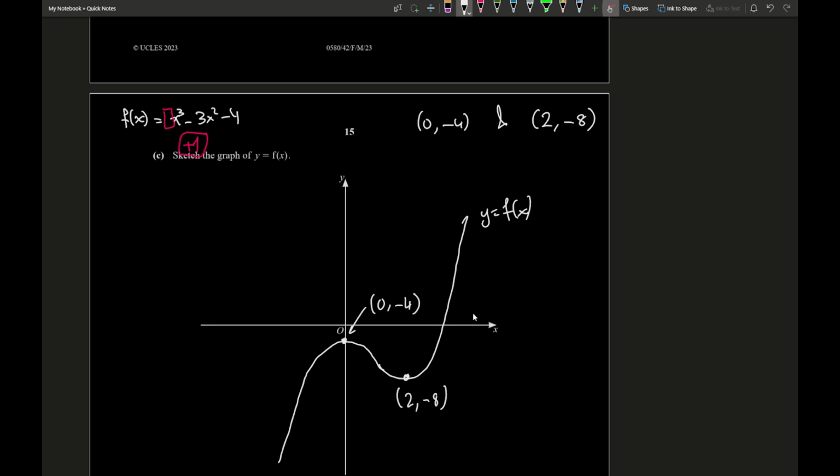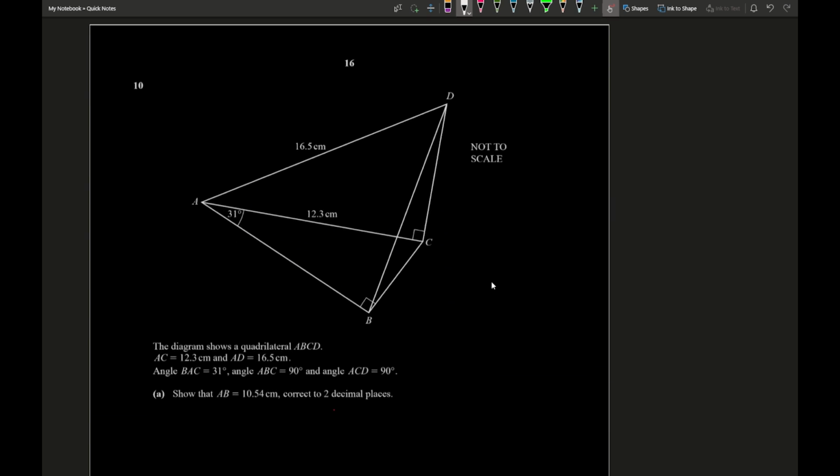That's it. Next one. Question number 10. The diagram shows a 3D quadrilateral ABCD. AC is equal to 12.3 centimeters and AD is 16.5. Angle BAC is 31 degrees. Angle ABC is 90 degrees. And angle ACD is 90 degrees. Show that AB is equal to 10.54. Show that AB, the side length, is equal to 10.54 centimeters.